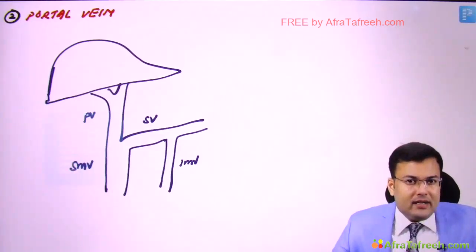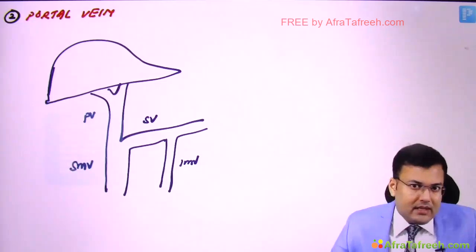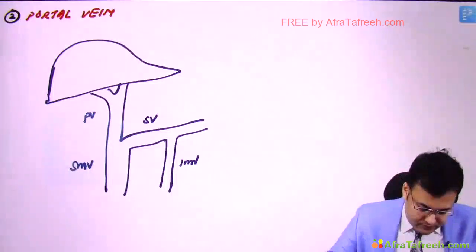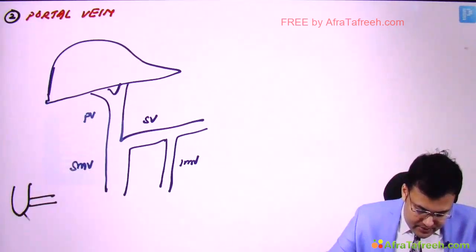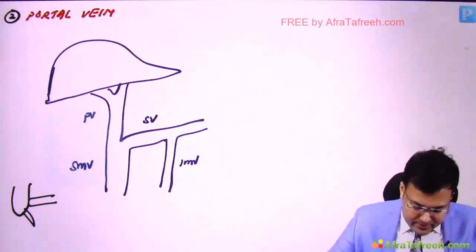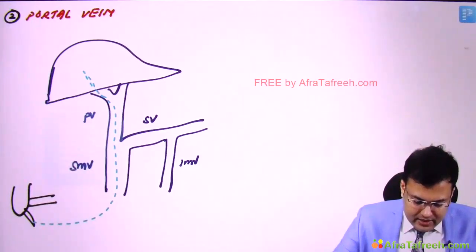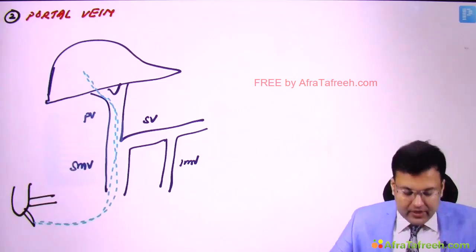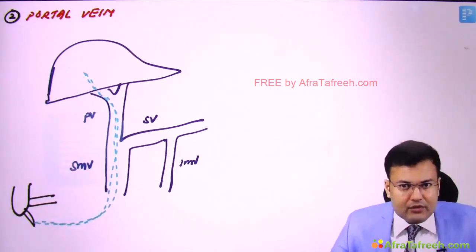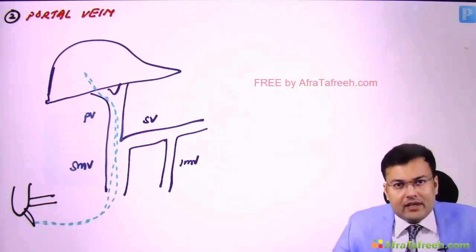So if there is delay in diagnosis in the patient of acute appendicitis and there is appendicular perforation, what will happen? See here, this is cecum, this is appendix. So whenever there is appendicular perforation, you can see what? The organism via superior mesenteric vein reaches portal vein and then it can reach the liver. So in cases of appendicular perforation, what happens? The infection can reach to the liver via portal vein.